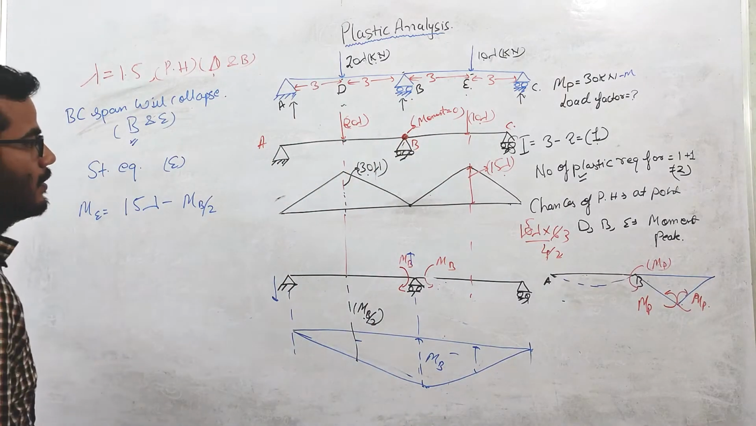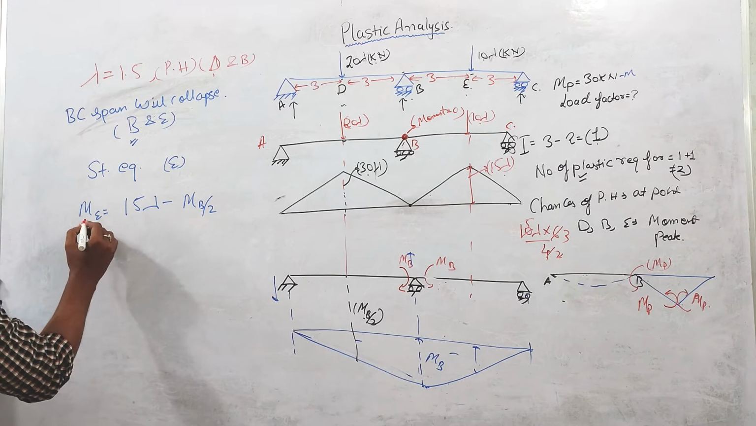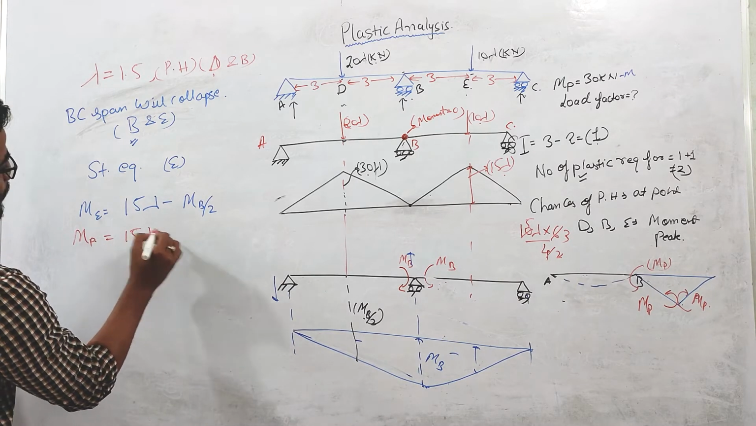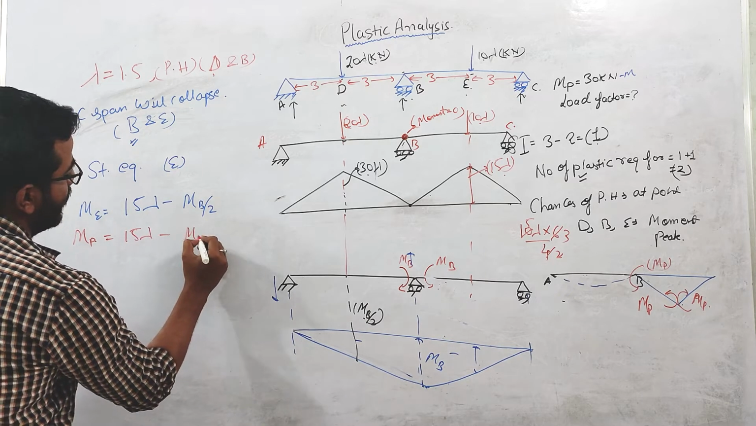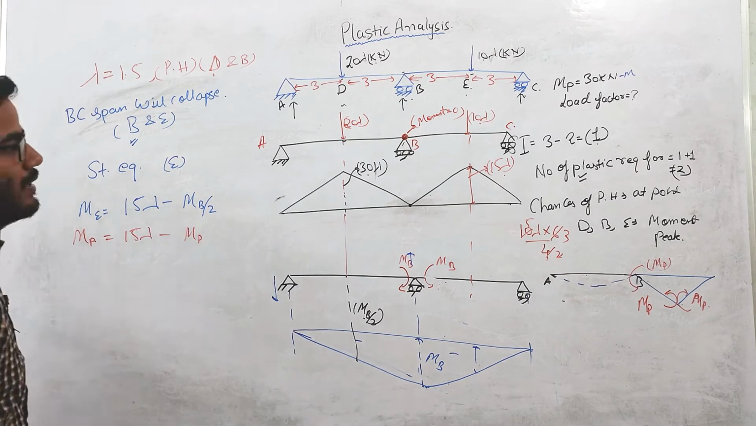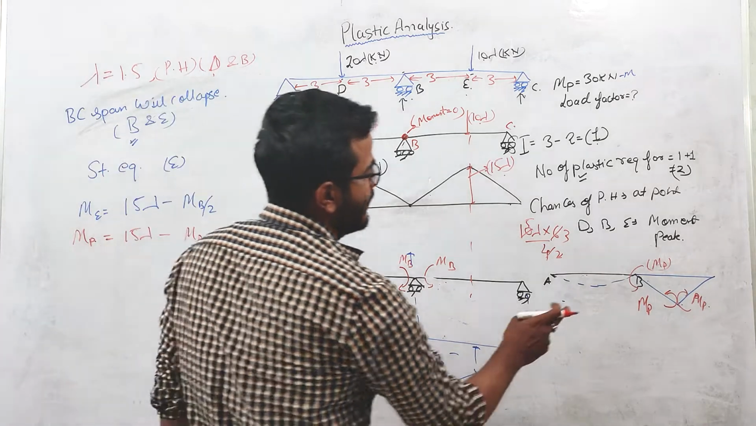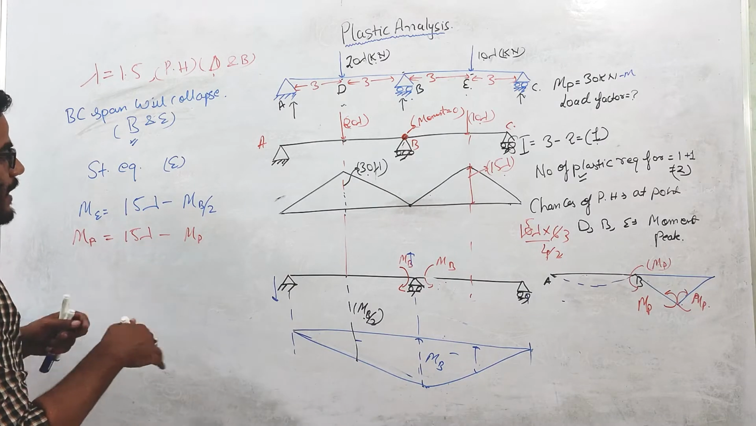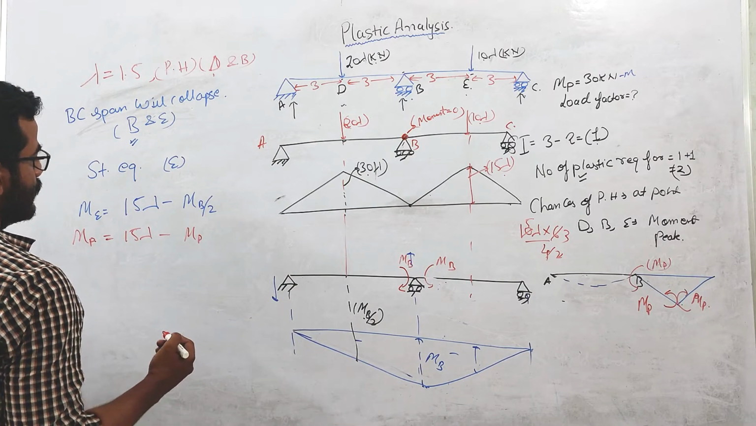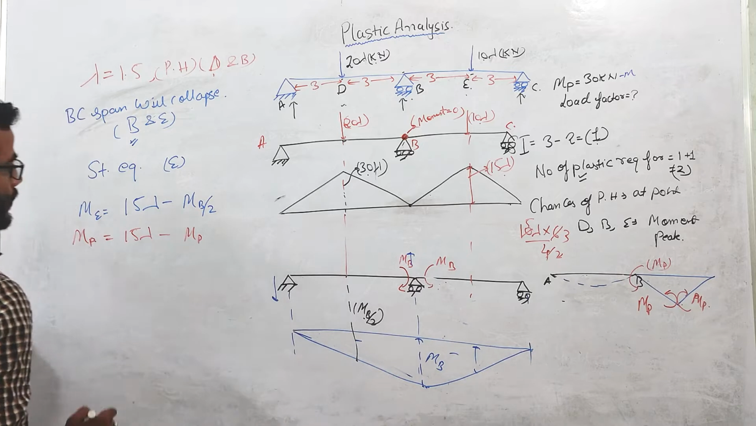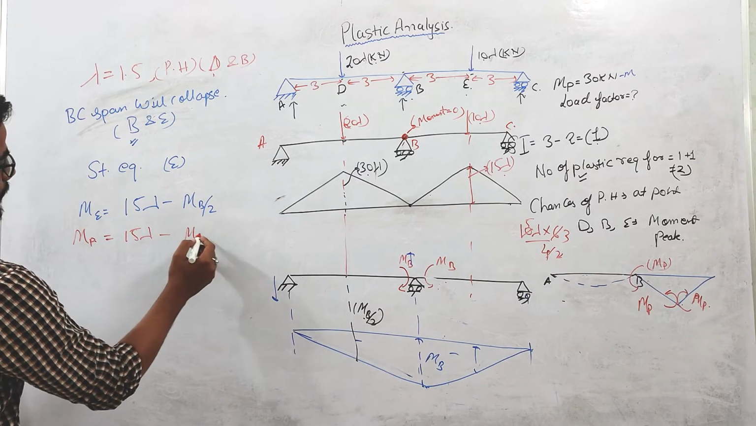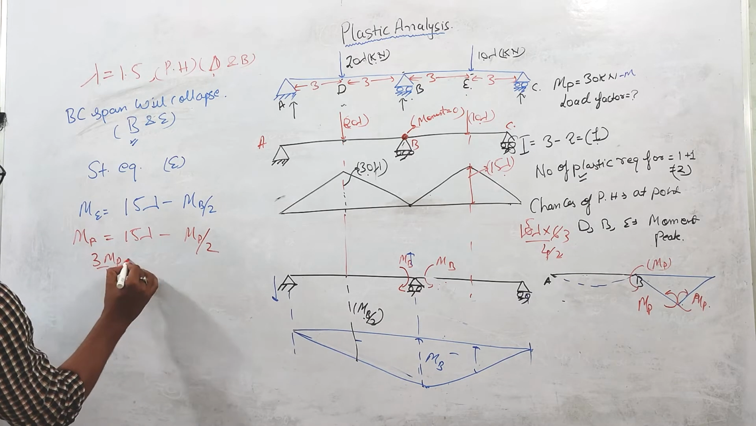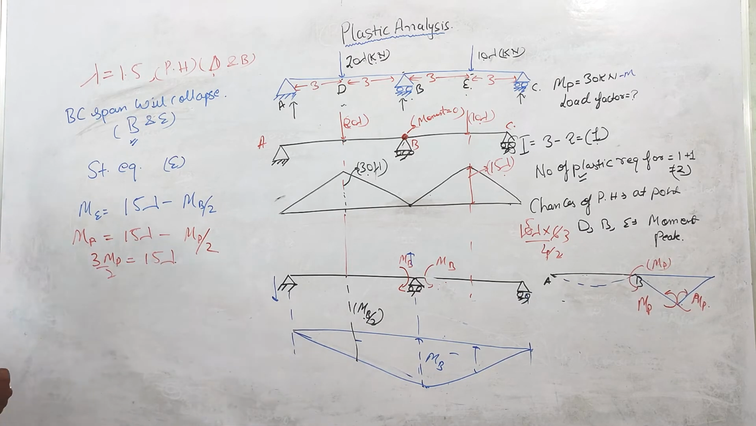So ME is basically MP. This is equal to 15 lambda minus MB by 2. MB is equal to MP, right? This moment is basically negative, but we have already taken MB as negative, so no need to keep minus MP. We have already taken this direction. So this is MP by 2. If you solve this, 3 MP by 2 equals 15 lambda.